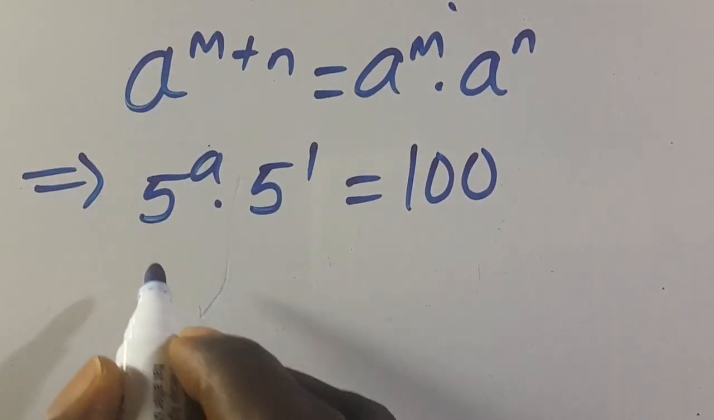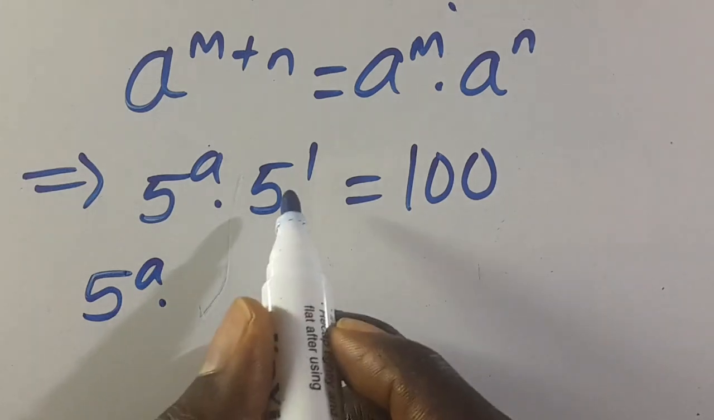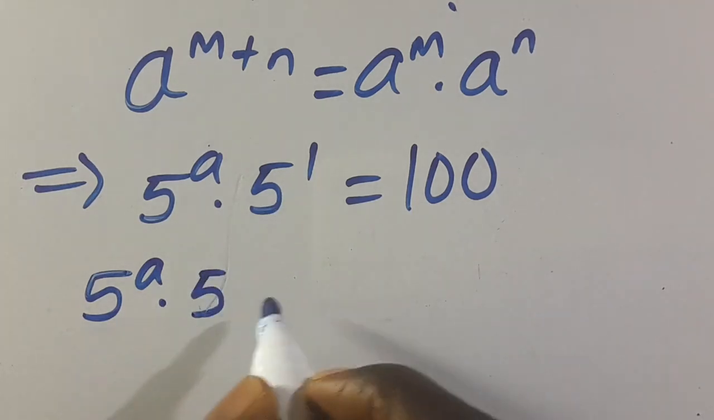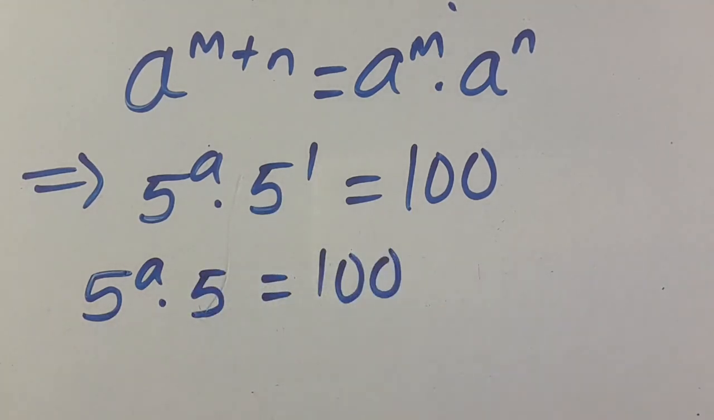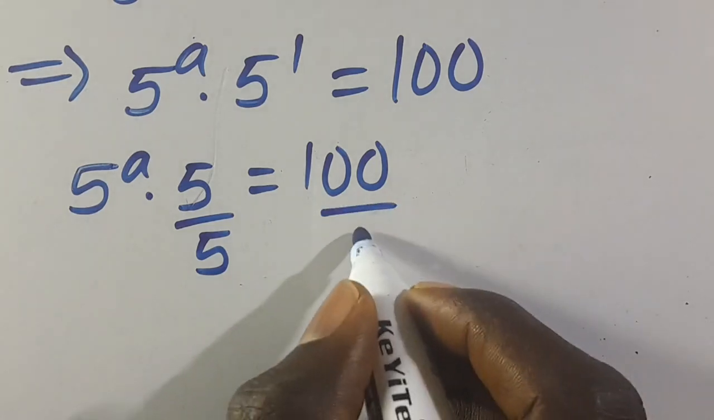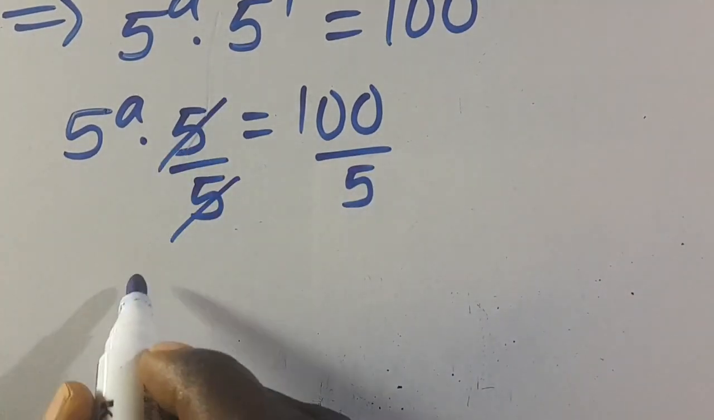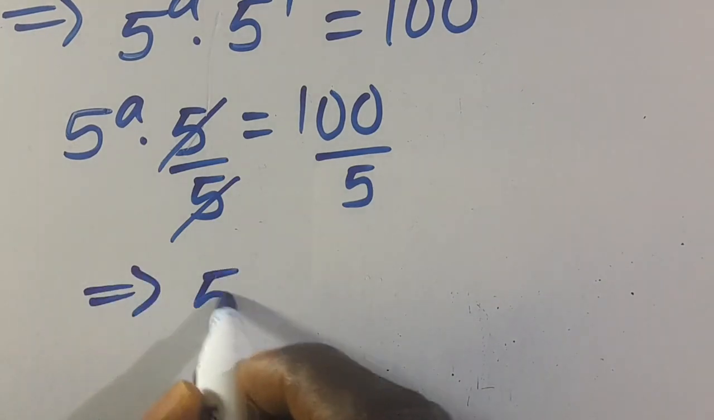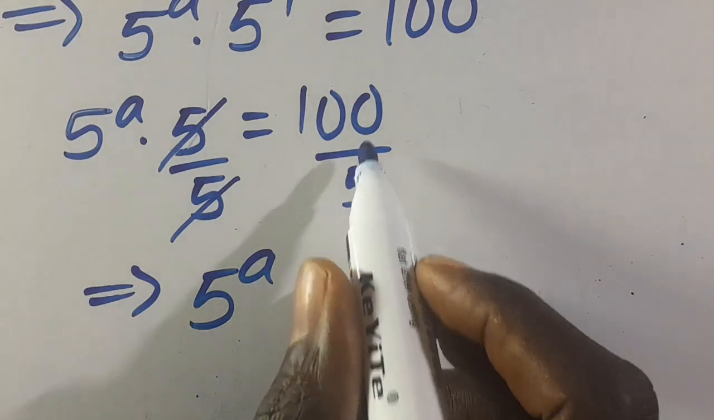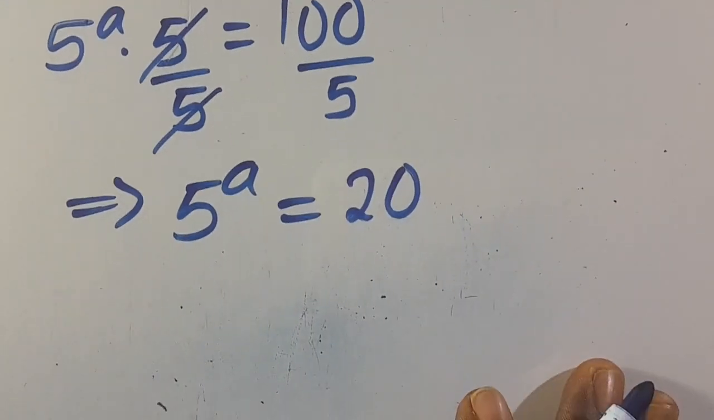So from here we have 5 to the power of a multiplied by 5 to the power of 1, which is 5, equals 100. Then let's divide through by 5, so this and this will cancel. So we are going to have 5 to the power of a equals 100 divided by 5, which is 20.